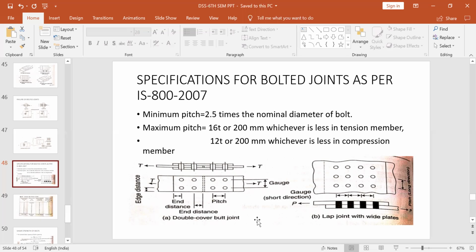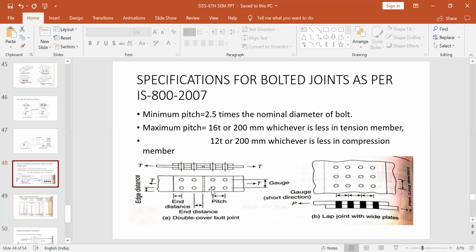So let us understand what is pitch. Suppose these are the two main plates and this is a double cover butt joint with 4 rows of connecting bolts. Now this is subjected to a tension force. These plates are subjected to a tension pull T. This is the direction of the load, and this is the center to center distance of the bolts.